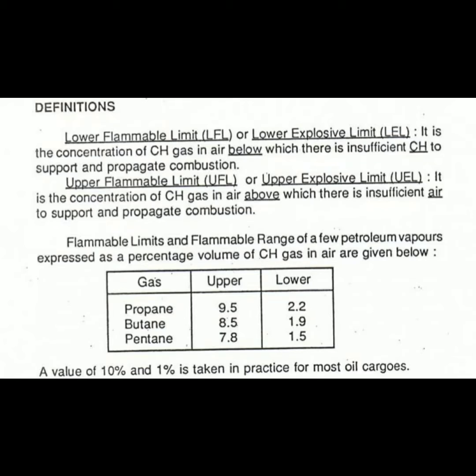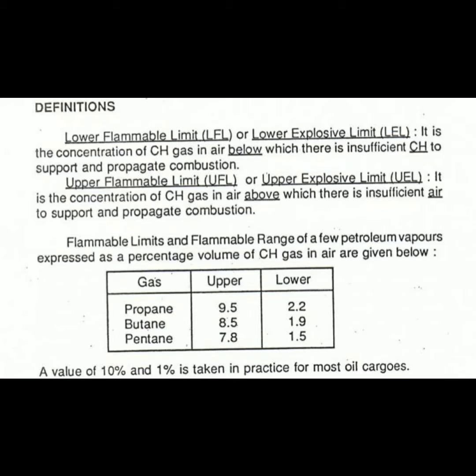Coming to the second definition, it is the upper flammable limit or upper explosive limit. It is the concentration of hydrocarbon gas in air above which there is insufficient air to support and propagate combustion. The upper flammable limit and the lower flammable limit are different for different gases.